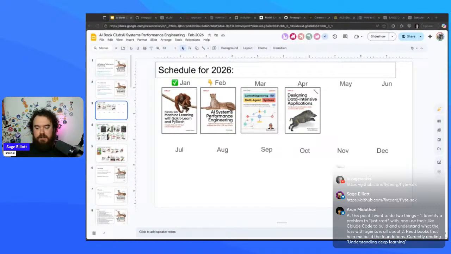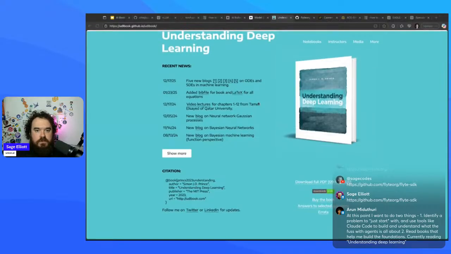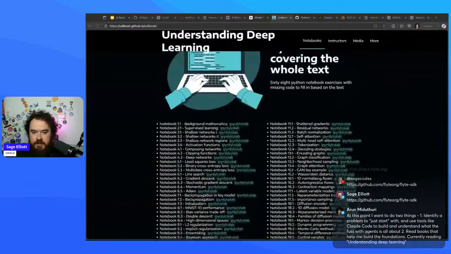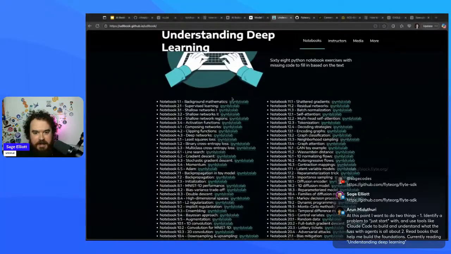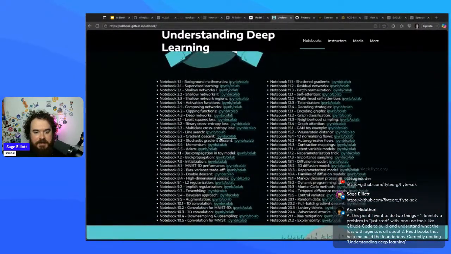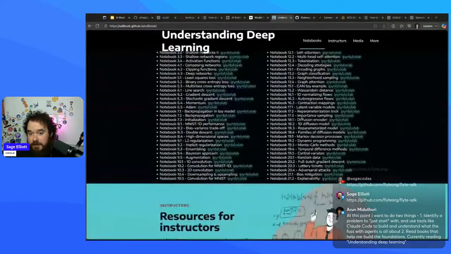Let me look it up real quick. Understanding Deep Learning. I think it's this one. Yeah, I haven't read this. Is it good? Ooh, looks like it has a notebook for each chapter. That seems cool. I'm always looking for good books to recommend to other people too.